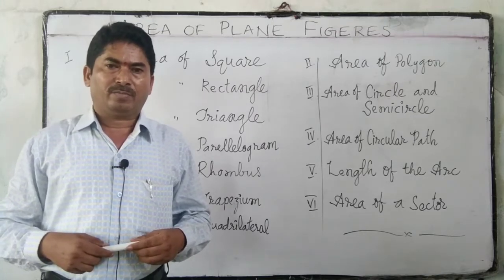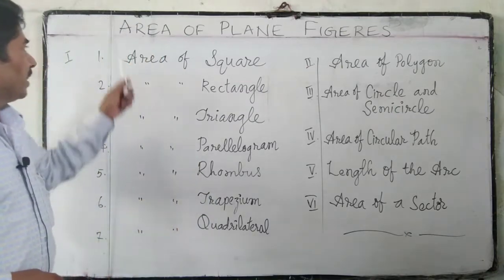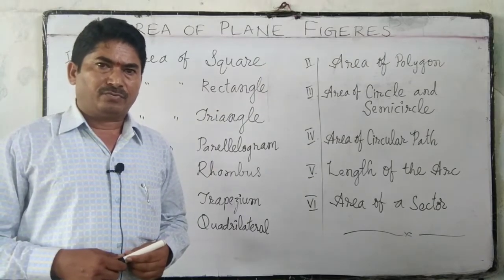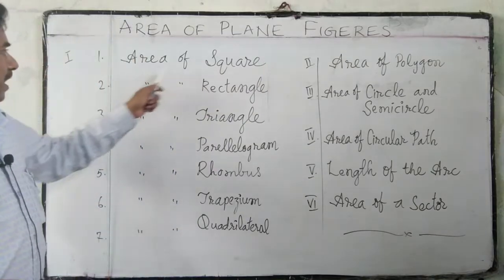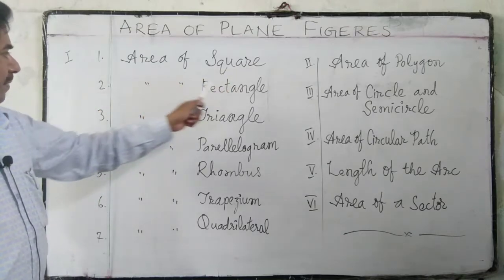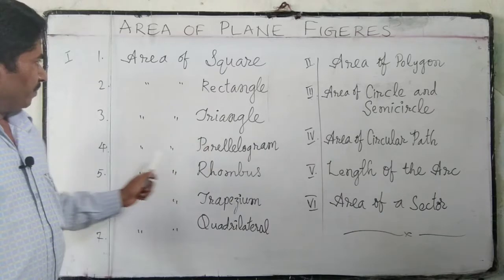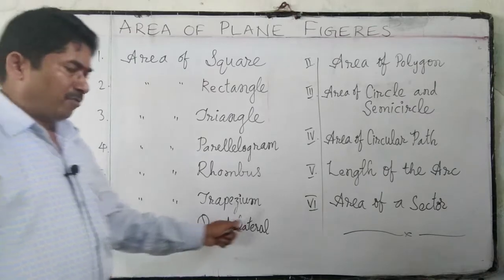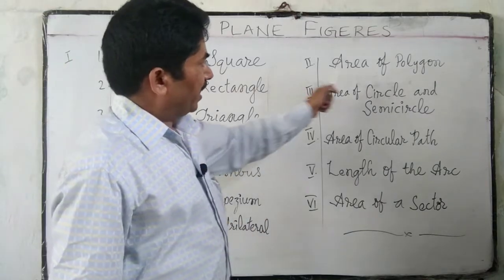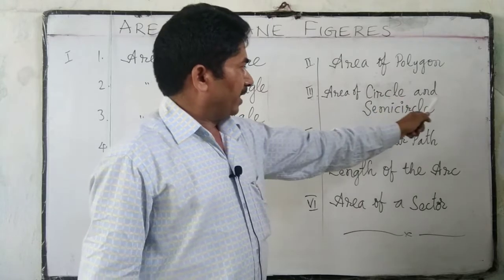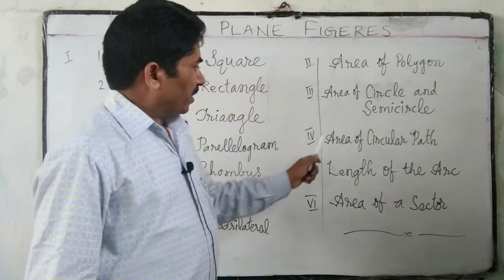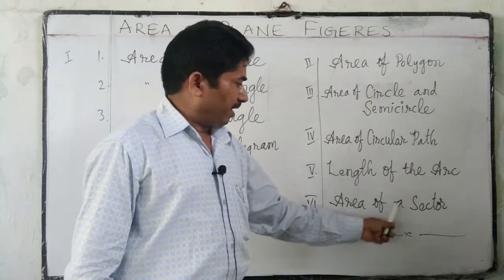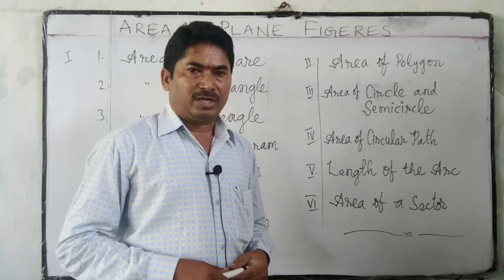Friends, in this video, I would like to teach you area of plane figures. In this area of plane figures, we are going to learn area of a square, area of a rectangle, area of a triangle, area of a parallelogram, area of rhombus, area of trapezium, area of quadrilateral, and area of a polygon, area of a circle and semicircle, area of a circular path, length of the arc, and area of a sector. Let us learn one by one.